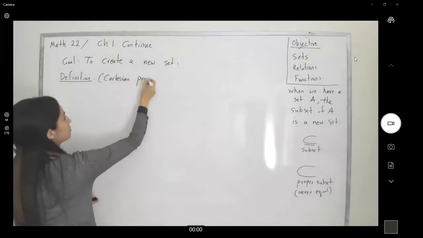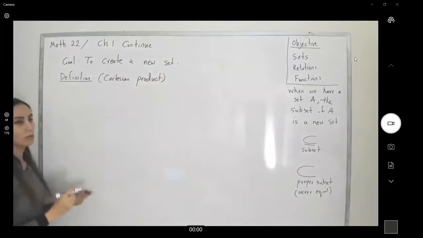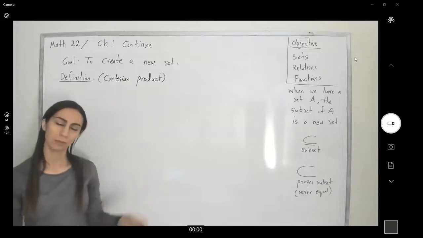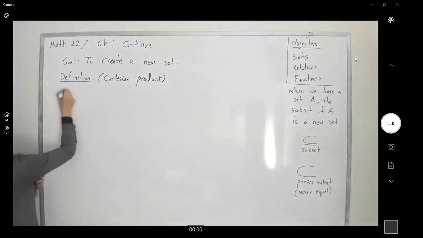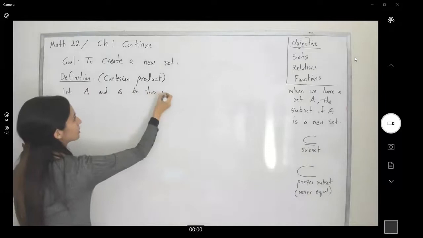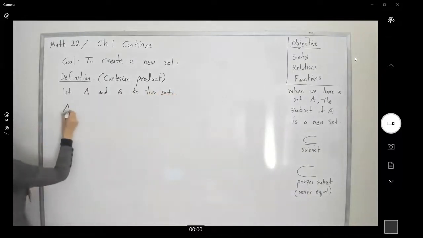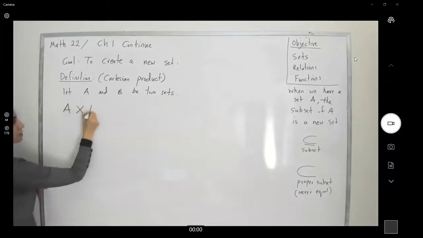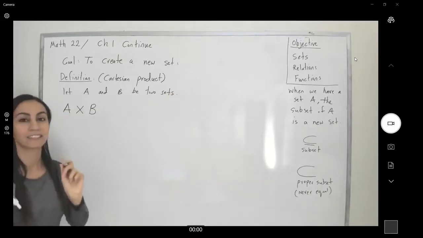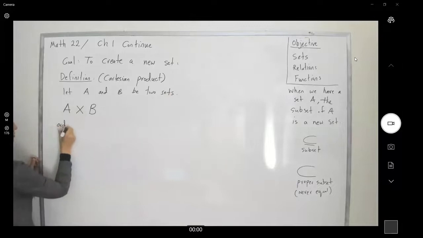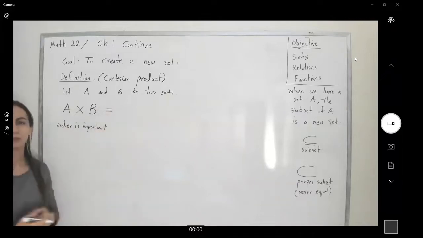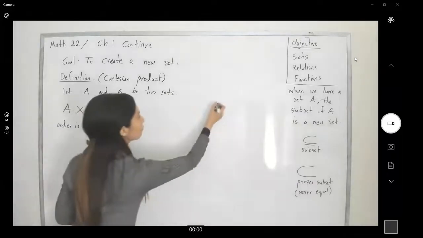Cartesian product. So, as I mentioned, we have to have a set, at least one set. Suppose in this case, we are taking two sets. Let A and B be two sets. The Cartesian product is A cross B, first set, second set. Order is important for us. It is equal to the set of, the collection of.